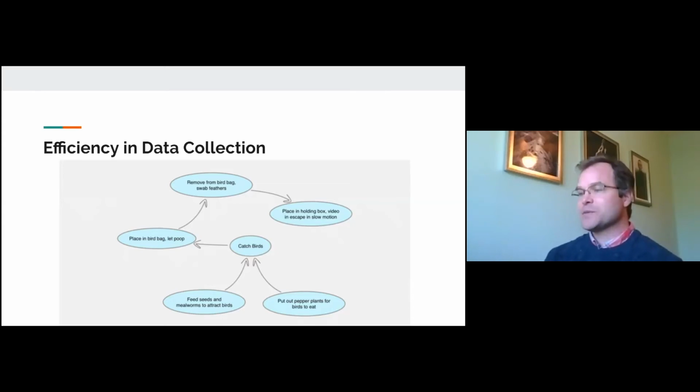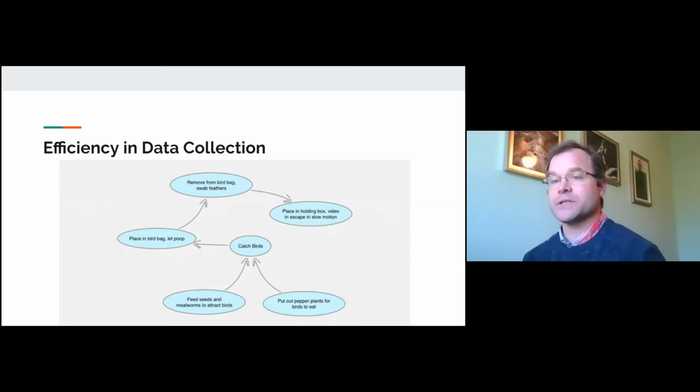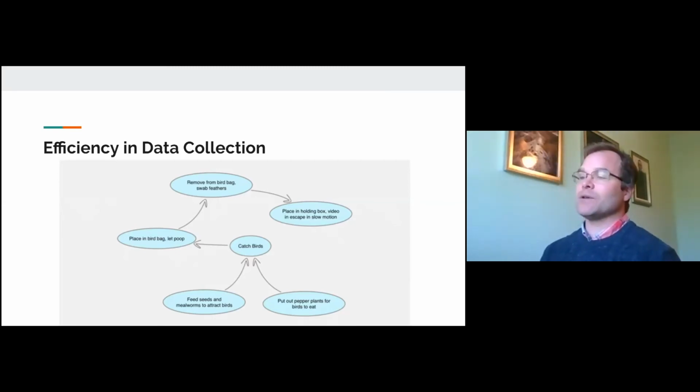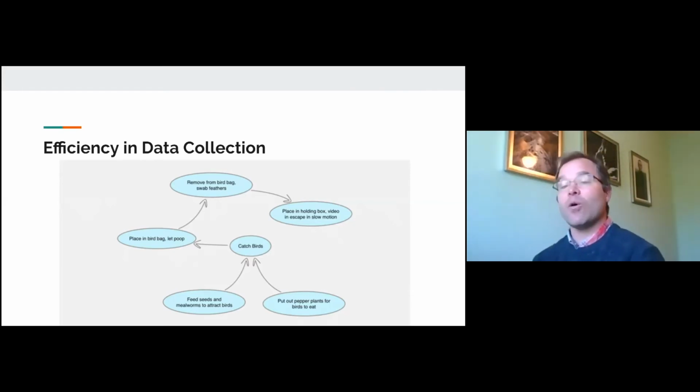We take their poop sample, we take them out of the bird bag, we swab their flight feathers because we're interested specifically in what's on their flight feathers. We take those swabs into the lab, we cultivate those swabs, and then we put the birds in a holding box and we videotape them flying away in slow motion.